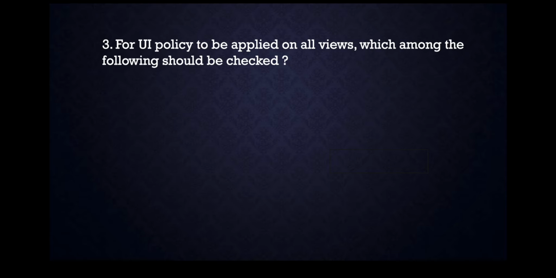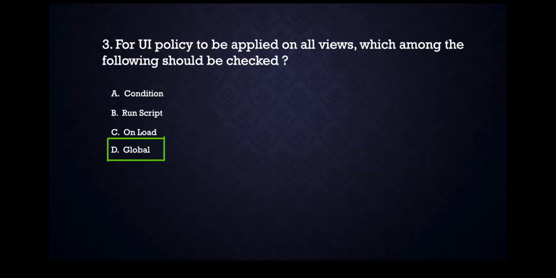For a UI policy to be applied on all views, which among the following should be checked? Let's see the options. Condition, run script, onload, global. So the correct answer is global. For a UI policy to be applied on all views, global should be checked. Let's go to the next question.